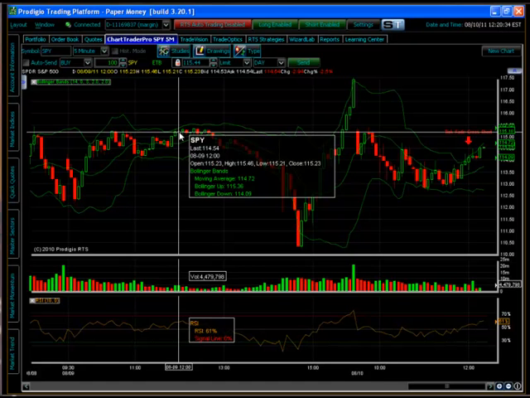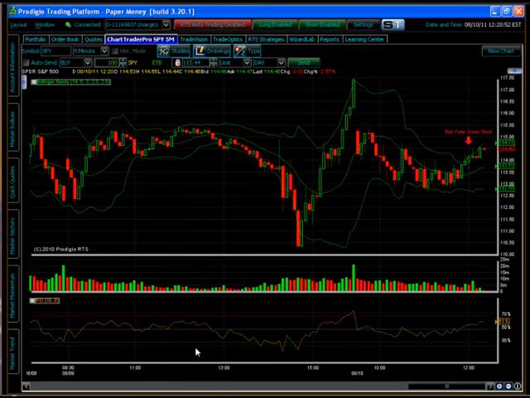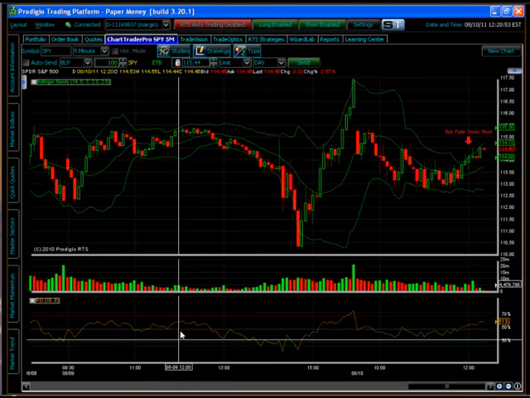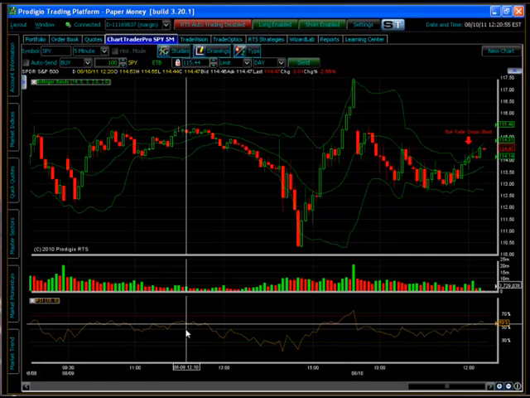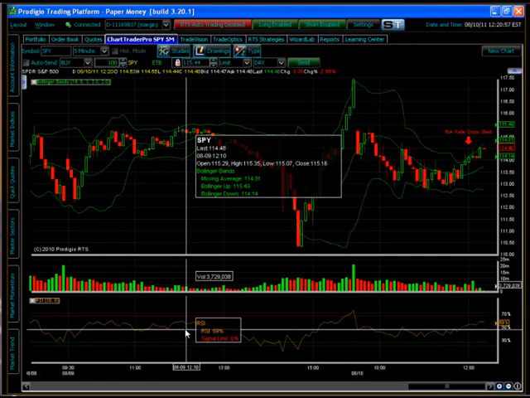Now notice what I did here, right? I'm using these two studies, but I'm going to look for the price compared to the upper Bollinger Band, and I'm going to look for RSI being not below 50. I'm not looking for RSI to be above 70. I'm just looking that RSI is not bearish, not below 50. That's actually what I'm going to do here.